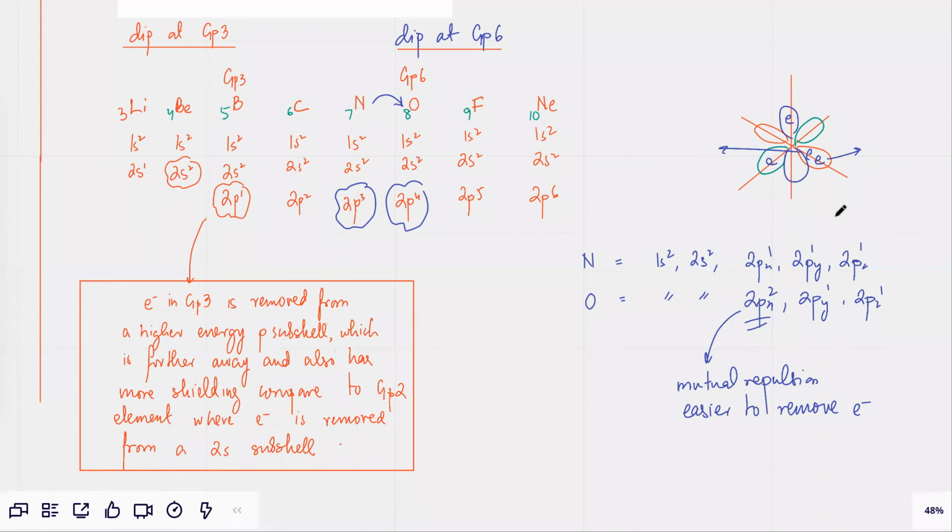In the previous case, there was no mutual repulsion because the electrons were occupying separate regions. One was over here, one was over here, one was over here, like 2px, 2py, and 2pz. They were all in separate places. But now you have the same place with 2 electrons, so the electrons would be trying to knock each other out. So it becomes easier to remove the electron when you move to 2p4.